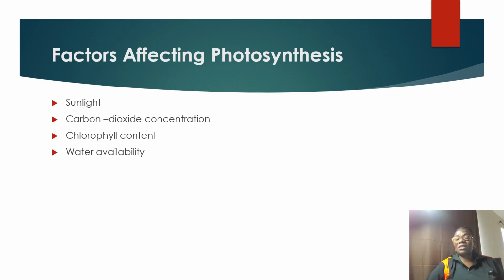Now, there are certain factors that make photosynthesis take place. One of the factors is sunlight. The energy has to be tapped from sunlight. Then there must be enough concentration of carbon dioxide, and chlorophyll, which is present inside chloroplast, must be present. That means the process cannot take place in organisms that do not have chlorophyll or chloroplast. Another important factor is the availability of water.